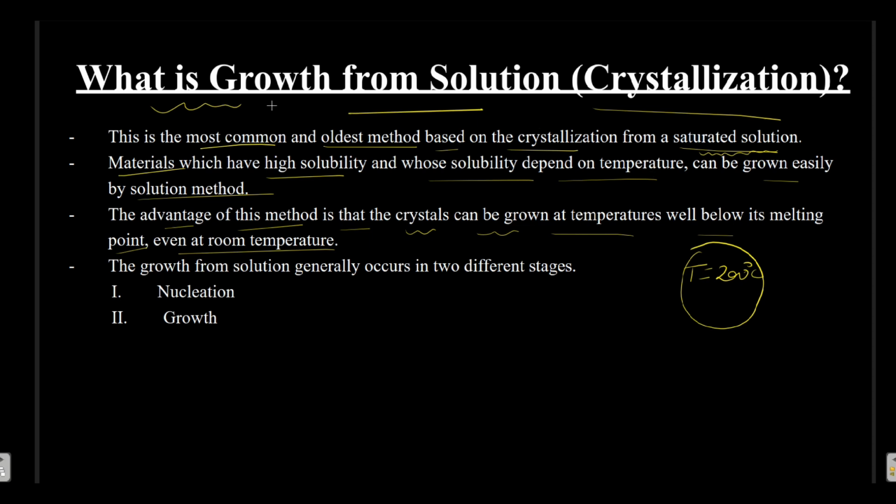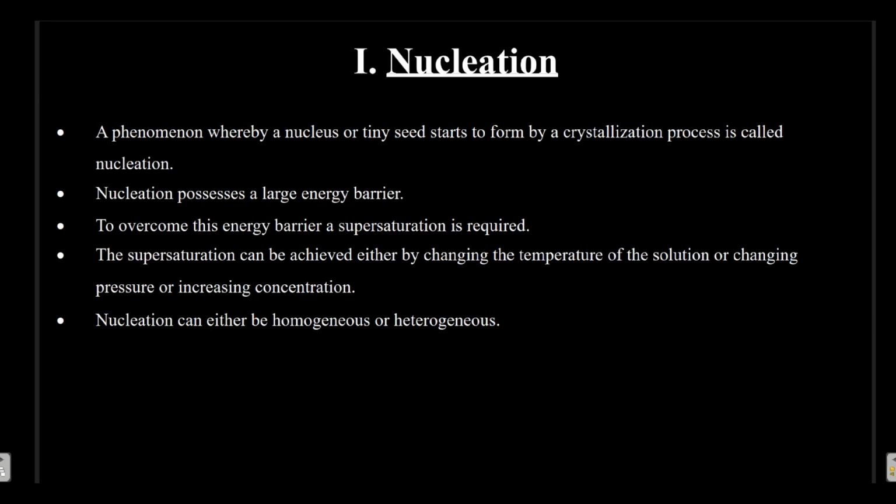By this method, that is the growth from solution method or crystallization method, the same crystal can be made well below 200 degrees Celsius, around 150 or 170 degrees Celsius as well. Okay, that is below 200 degrees Celsius. Now the growth from solution generally occurs in two different stages. They are called nucleation and growth. Now we will understand about nucleation and growth one by one.